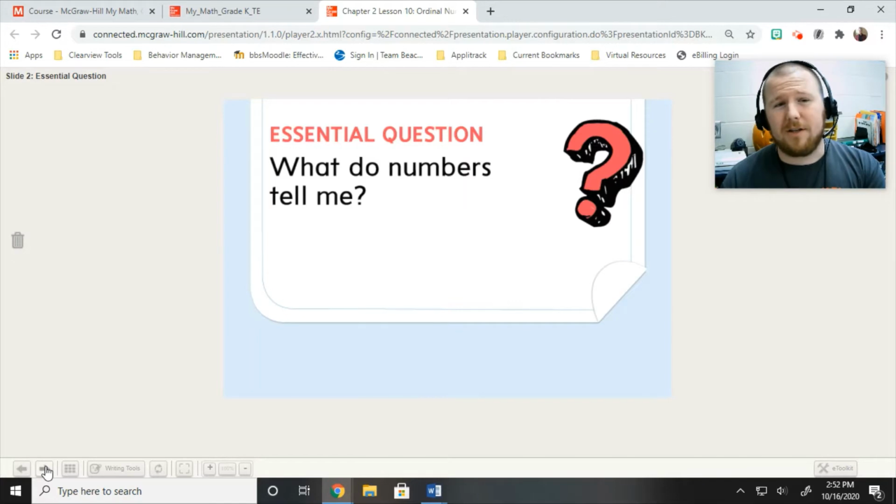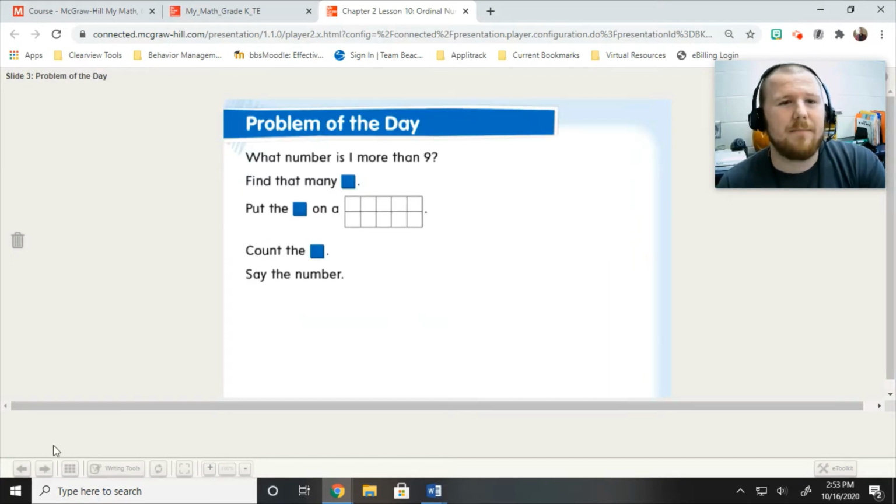Our essential question, as always, is what do numbers tell me? And we can use numbers to tell what order we're in. It's not going to sound the same, but hang tight. Before we do that, we're going to do some review.